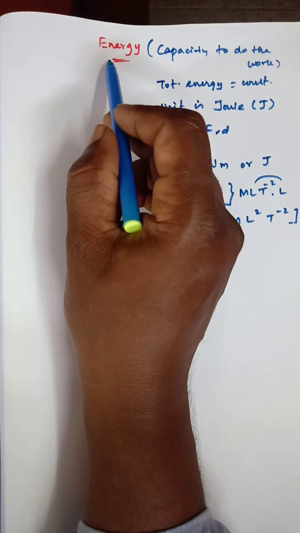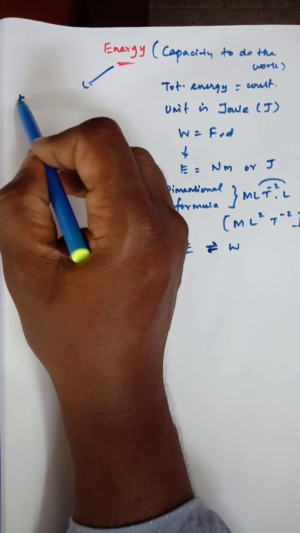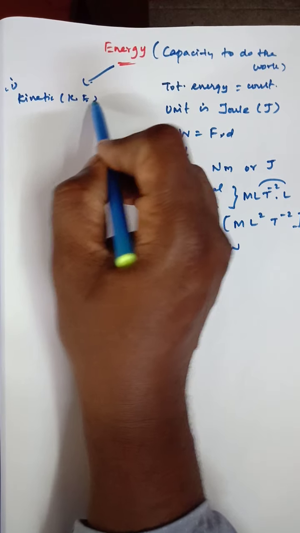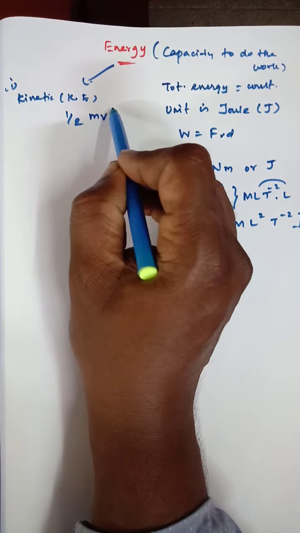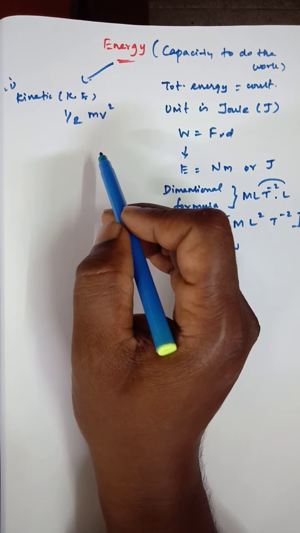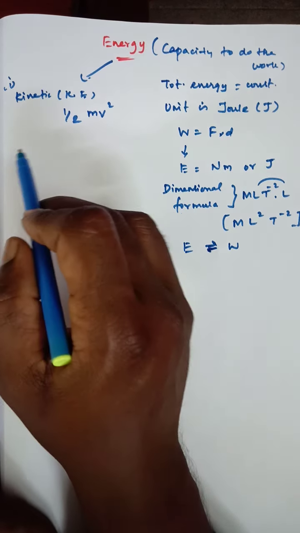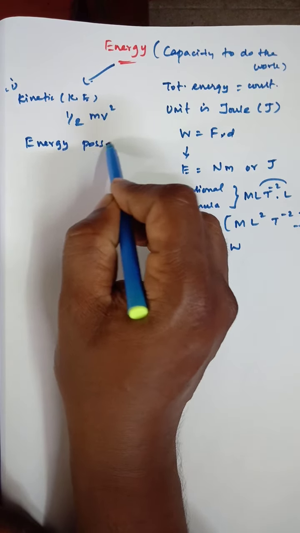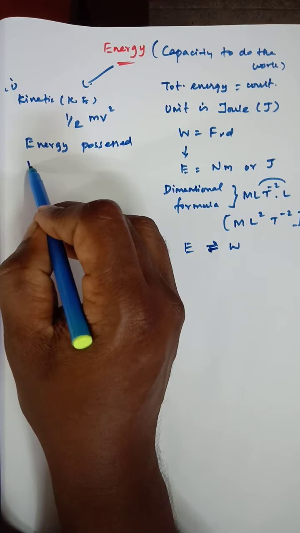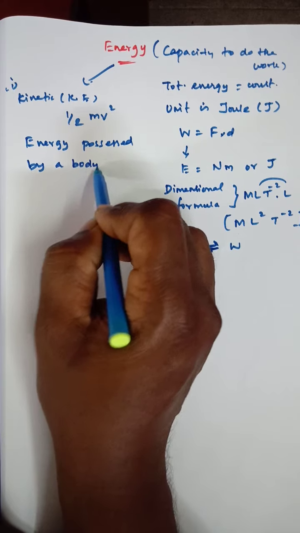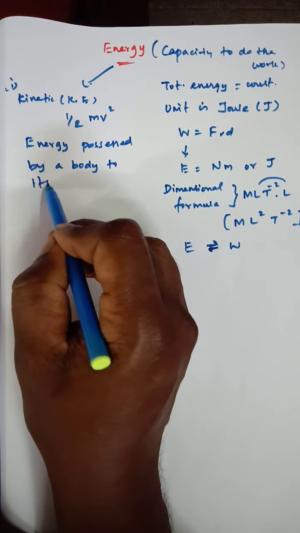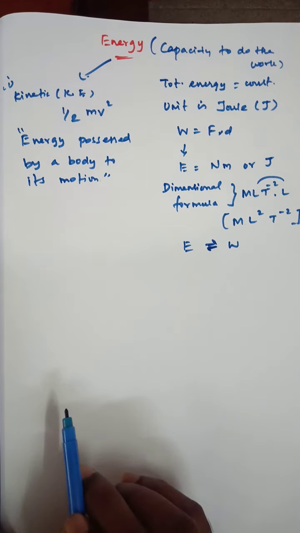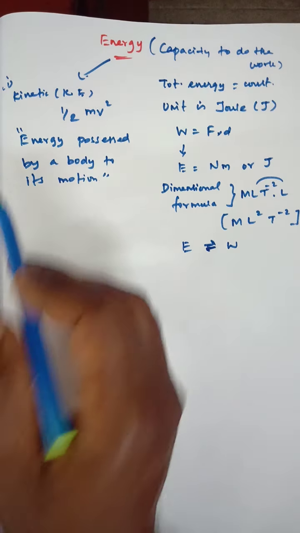Next, what are the types of energy? We know them: kinetic energy and potential energy. So first is kinetic energy, KE. Its formula is half m v square. Kinetic means moving. So energy possessed by a body due to its motion, or moving, is the meaning of kinetic energy. So a moving object producing energy, that is the meaning of kinetic energy.